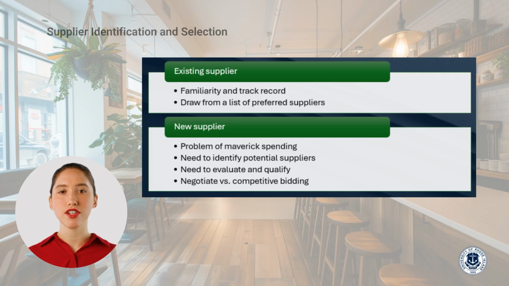Selecting suppliers involves choosing between existing suppliers, preferred suppliers, and new suppliers. While existing suppliers may have familiarity and a given track record, it can also hinder innovation over time. Whereas with new suppliers, maverick spending, say buying outside approved channels, is a common problem that procurement must monitor. The process is also more costly with a need to identify potential suppliers, evaluate and qualify those suppliers, and deal with negotiation or competitive bidding. Supplier selection must be deliberate, structured, and aligned with organizational goals.